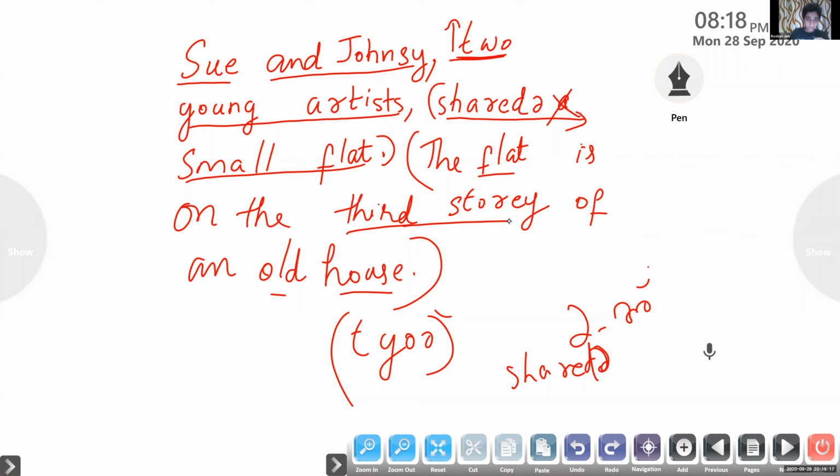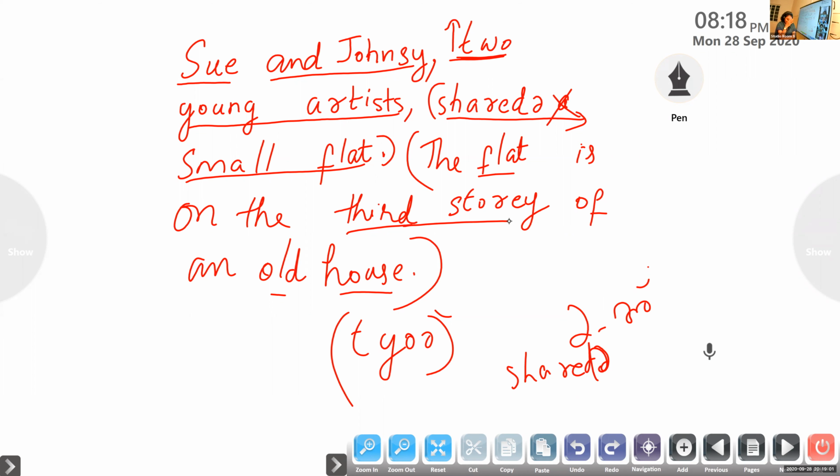The flat is on the third story of an old house. Okay, Roshan, I appreciate you for this, but I was calling Eva George. It's okay, but you said it well. Thank you. Yeah, Eva George. The flat is on the third story of an old house. Of an old house. That is why. Change it. I'll come back to you, Angelo. The flat is on the third story of an old house. Perfect. Eva, it's your turn now. Quick. The flat is on the third story of an old house.